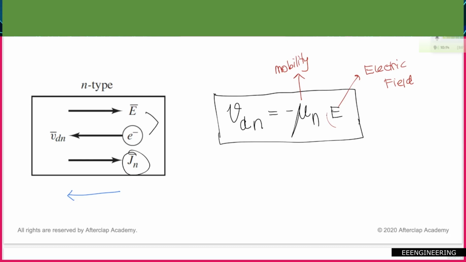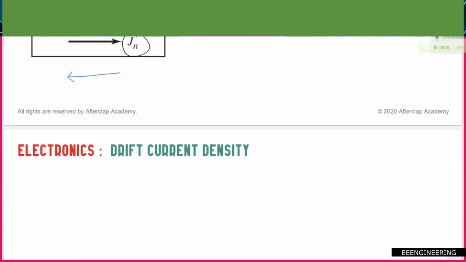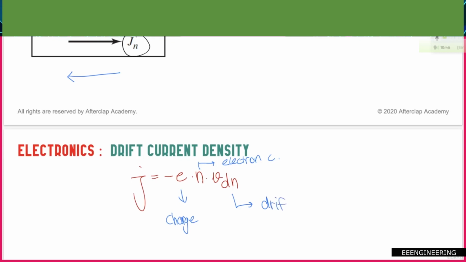However, we also have another concept, which is drift current density. How are we going to calculate that? I'm going to give you the formula right away. So this J, which is drift current density, is going to be equal to minus E times N times VDN, and this is an important formula. So notice that this E in here is charge, and this N in here is electron concentration, whereas this VDN, as I just explained, is the drift velocity we have.